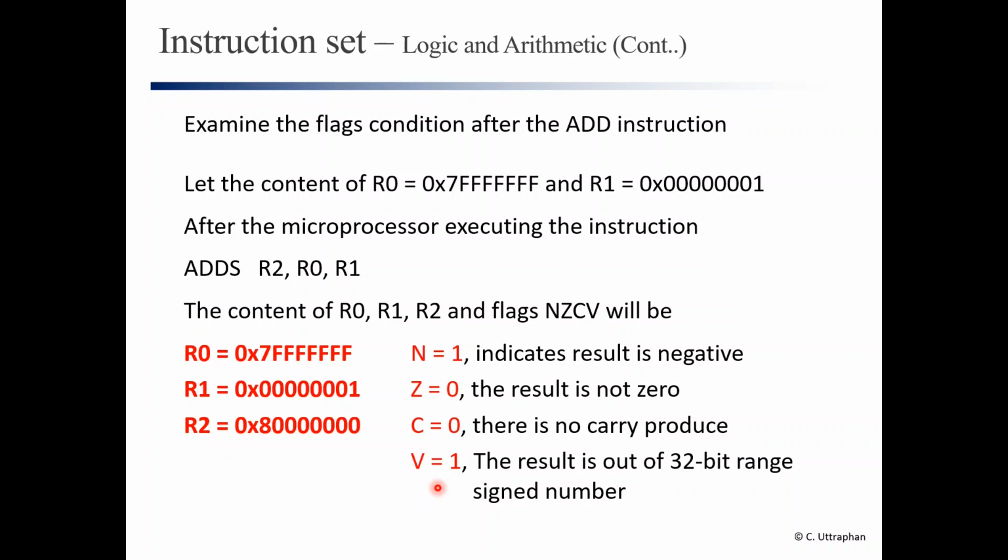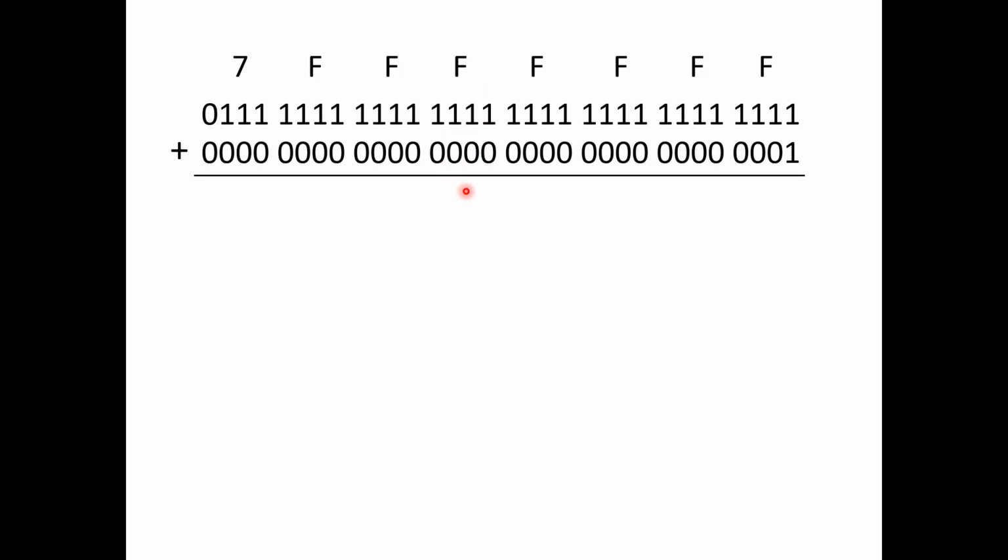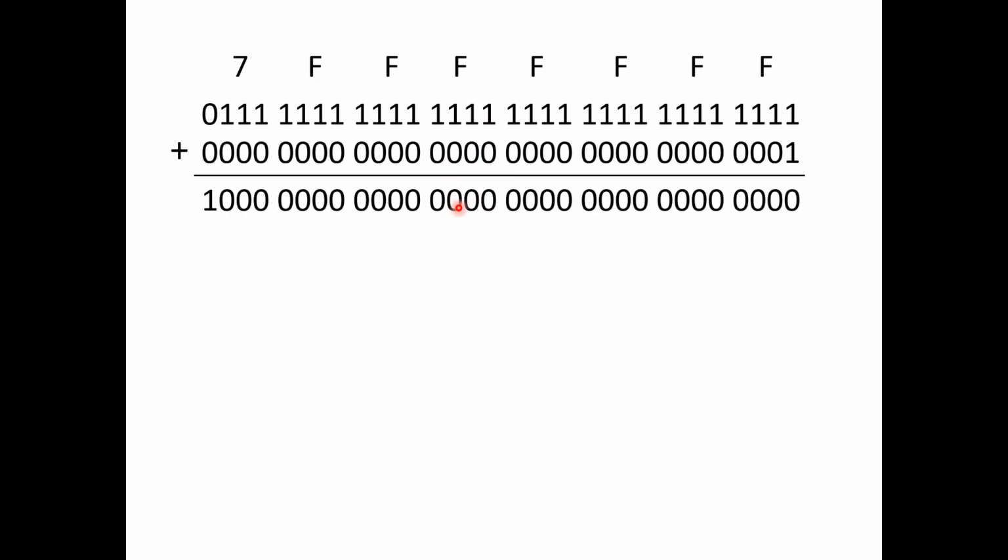How to determine these flags? The easiest way is to do the calculation in binary number. Let's do this. First we convert hex 7FFFFFFF into its binary representation like this. Then, we add with hex 1 in 32-bit. The result is this. Equivalent to hex 80000000.